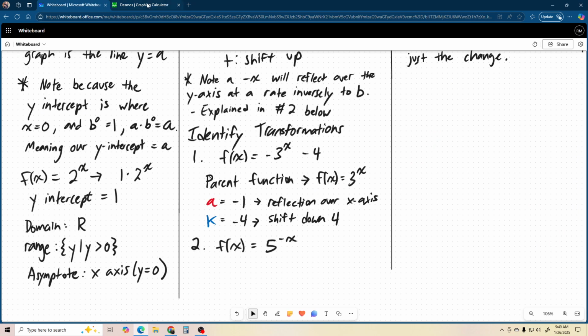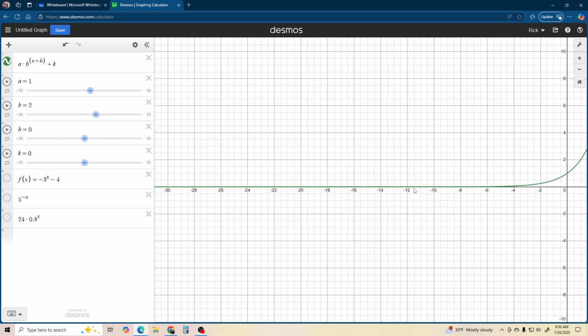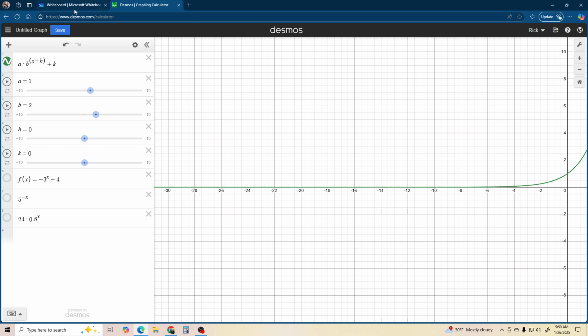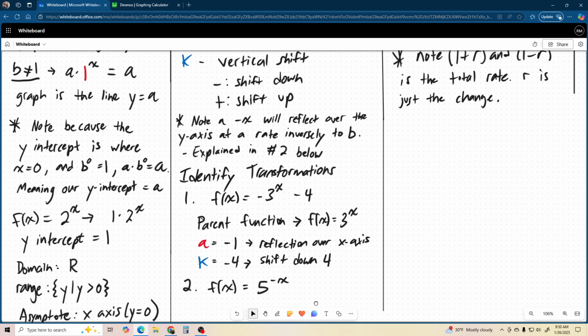The range, like I said, is never going to go below 0. So if we take this graph and go all the way over here, eventually it does say 0 because it's tired of rounding, but it will never actually hit 0. It's similar to the function y equals 1 over x. It'll never hit 0. So in other words, our range is y such that y is greater than 0. And then our asymptote is just the x-axis, where y equals 0.